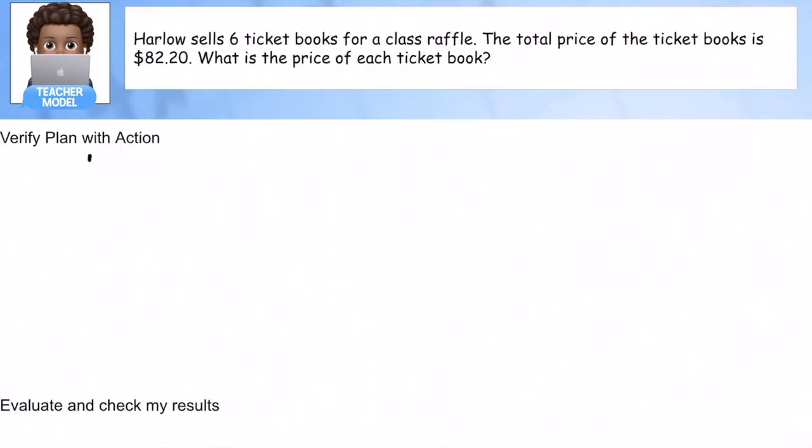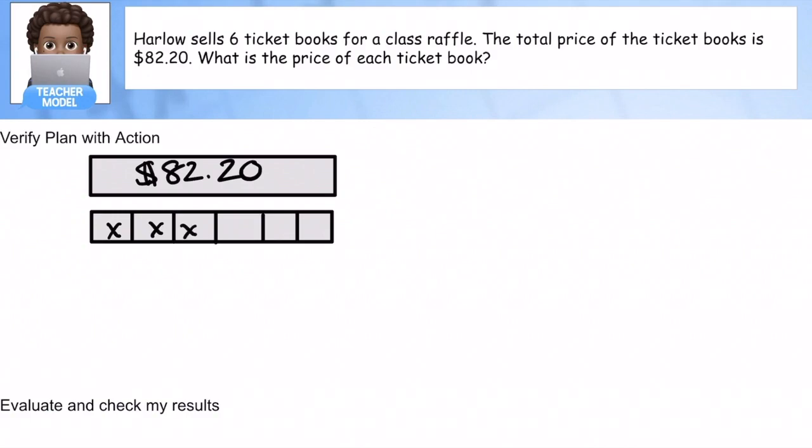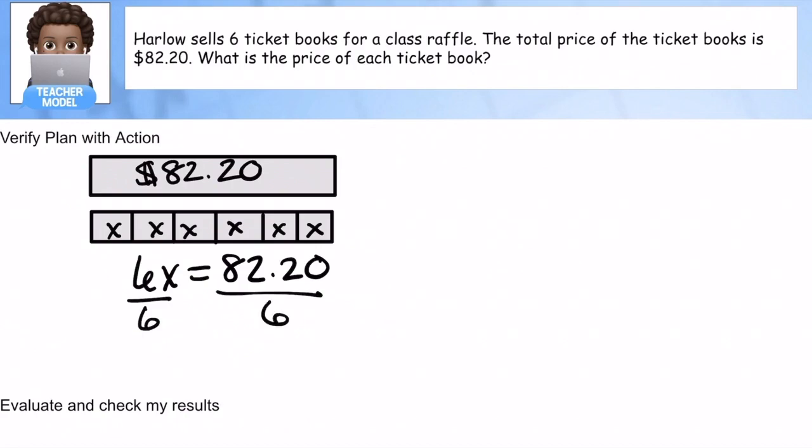All right, let's start with our visual for this one. We know the total cost is $82.20, and that is equivalent to the 6 boxes. And here's each raffle ticket, and I know that each one, whatever it is, they all add up to $82.20. So I have 6x is equal to $82.20. I'm going to isolate my variable by dividing by 6. So x on one side, and let's do my long division here on the side.